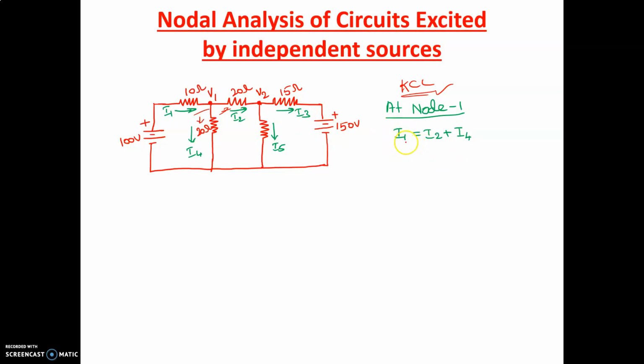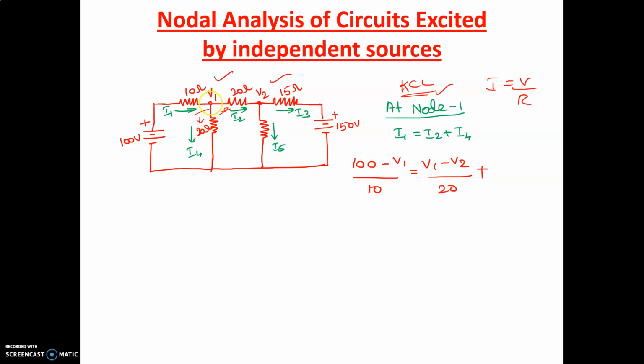So the summation of incoming current I1 is equal to the summation of outgoing current, that is the algebraic sum, I2 plus I4. This is the outgoing current. Let us write the I1 current first. I is equal to V by R. The value of I1 is equal to (100 minus V1) divided by 10, which is equal to I2. So I2 is equal to (V1 minus V2) divided by 20, plus I4.